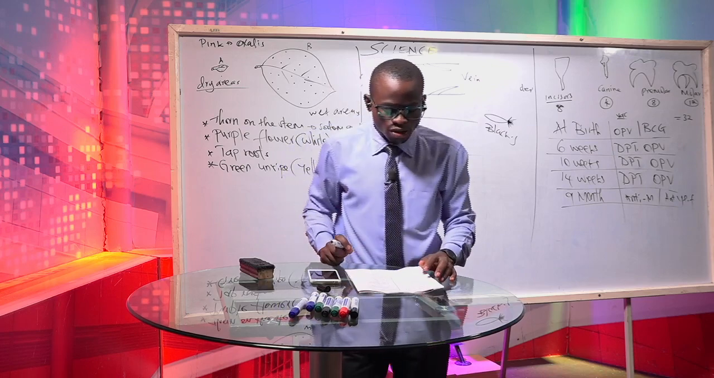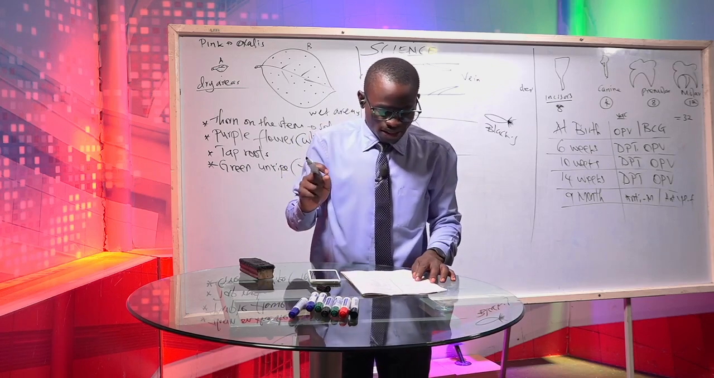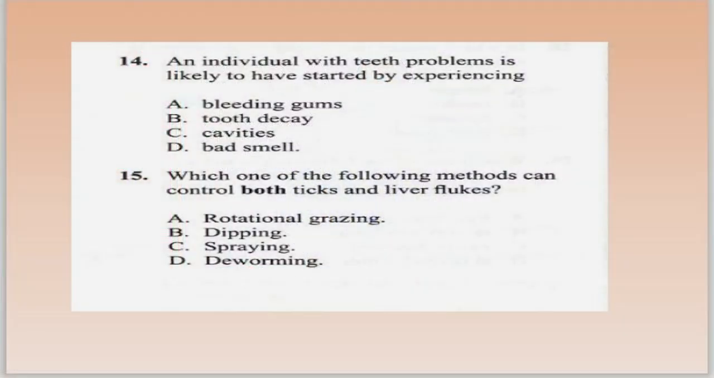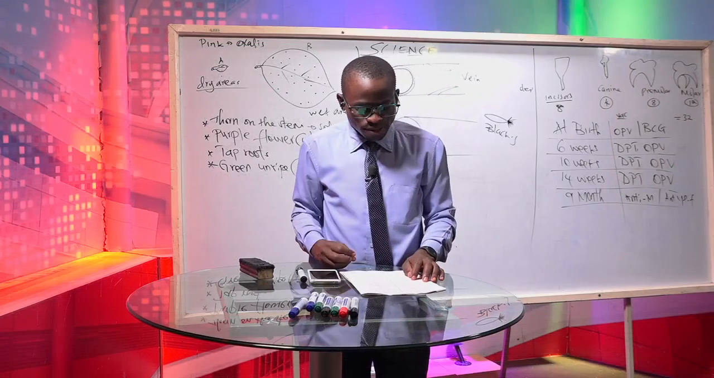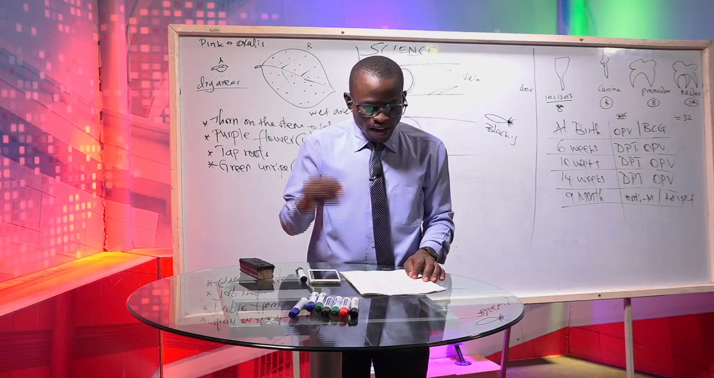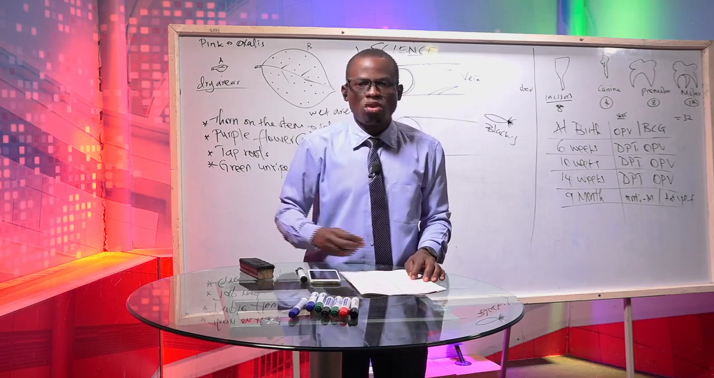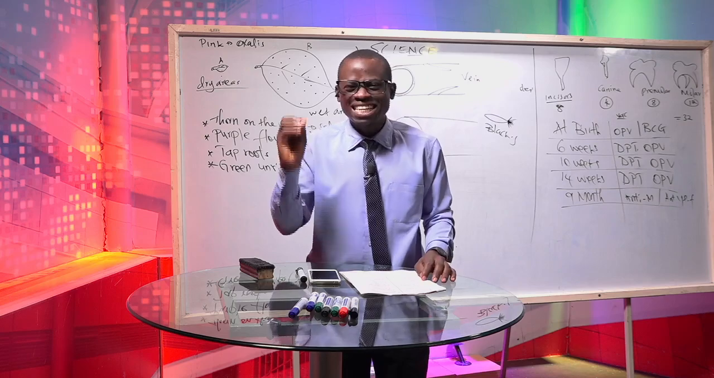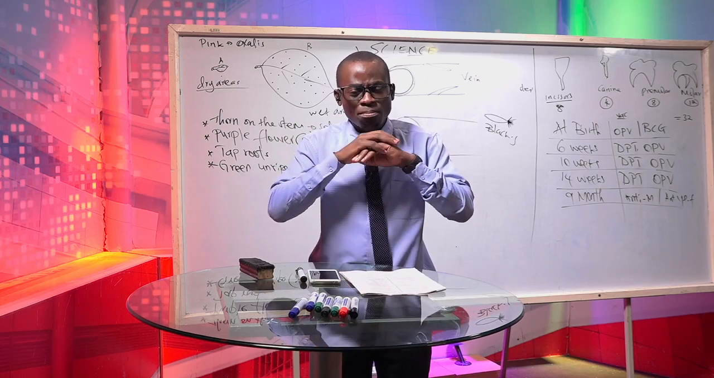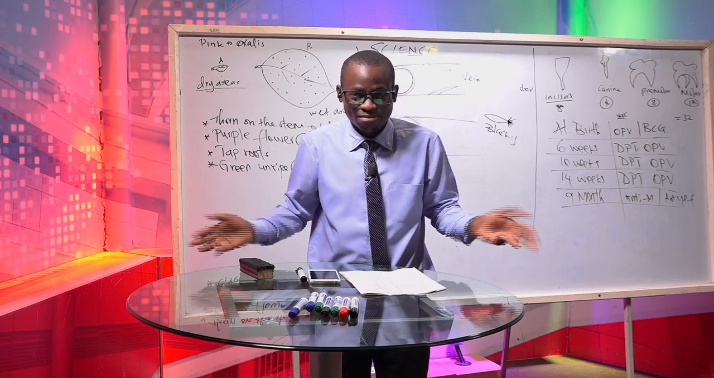Question number 14, boys and girls, talks about an individual with a teeth problem who is likely to have started by experiencing dash. Which kind of problem do you think this person had started with? A, bleeding gums, tooth decay, cavities, bad smell. Which one is the first experience? Which one is the first cause of all these problems related to teeth? Which one is the best method for you to prevent these problems?